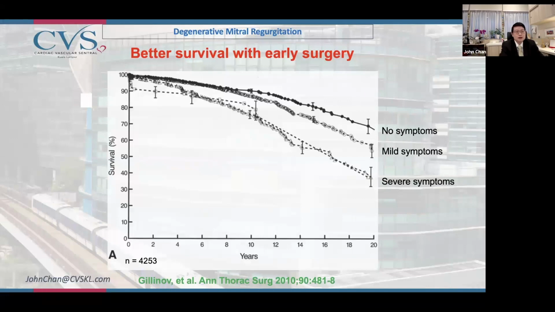And that is because if we do surgery early, the heart is still strong and has not got bigger. And so, in fact, if we do surgery early, we will restore the life expectancy of these patients back towards normal, back towards a normal, healthy individual.